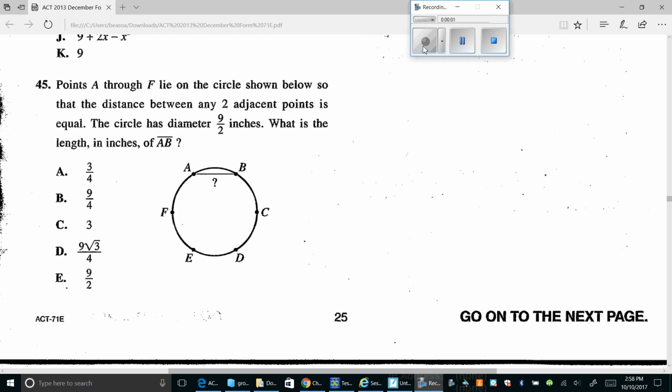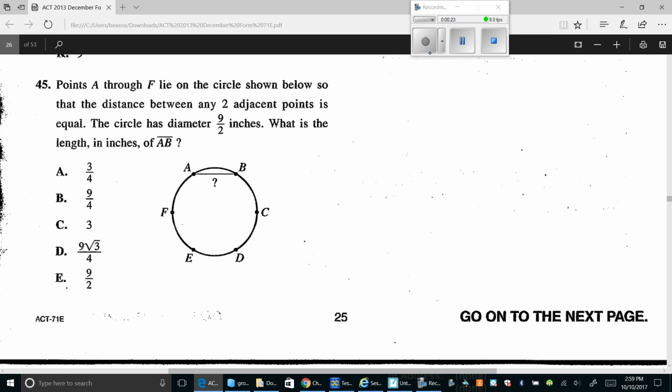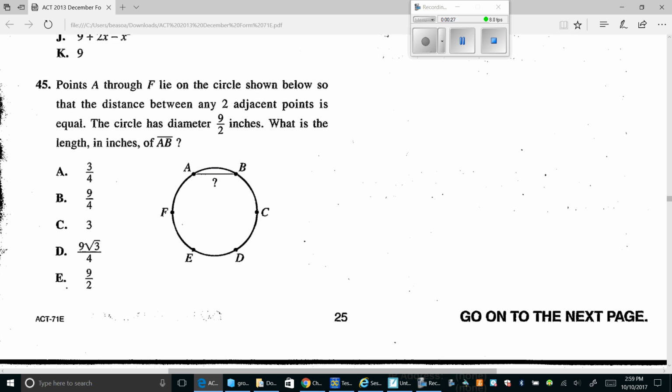Number 45, we have a circle. They tell us that the distance between any two adjacent points is equal. That means all six of these segments would be the same. They'd all have a central angle here. If you took all the way around the circle, which is 360, and divided by 6, they'd all have a central angle of 60.